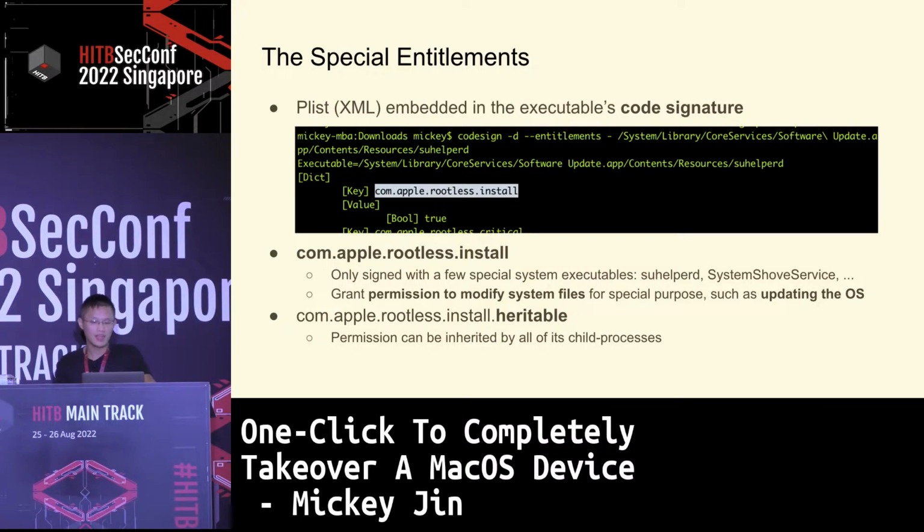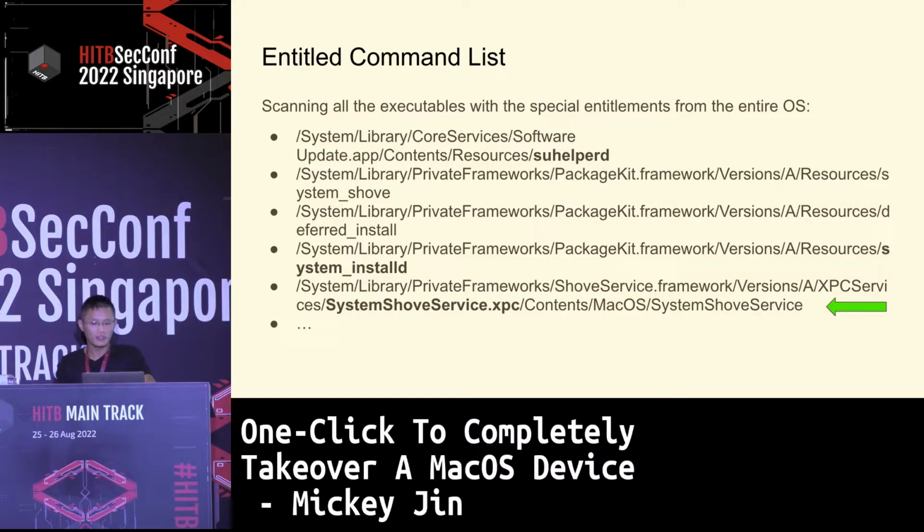The next entitlement is more powerful. It not only has the permission as said before, but can also be inherited by all of its child processes. So I wrote a script to scan all the executables with the special entitlements from the entire operating system, and found the following list as my candidates for SIP bypass. Finally, I chose the XPC service, SystemShove service, as my target.